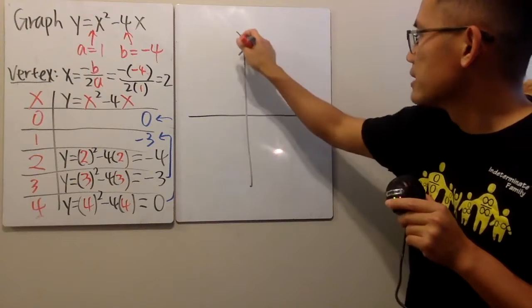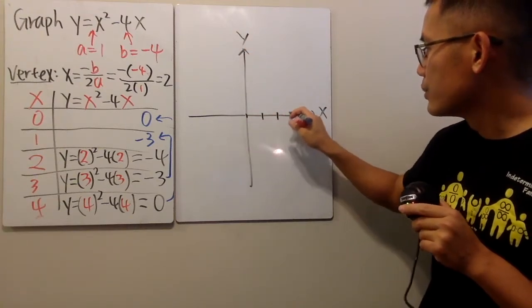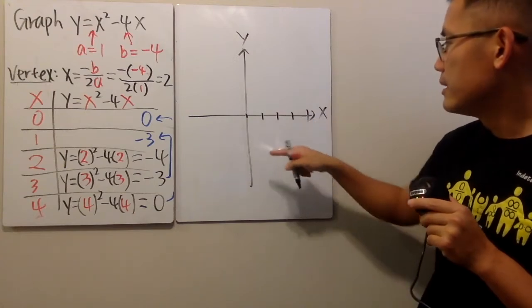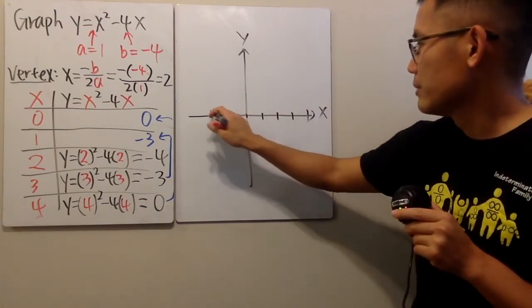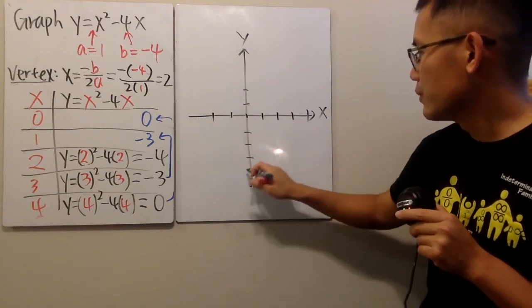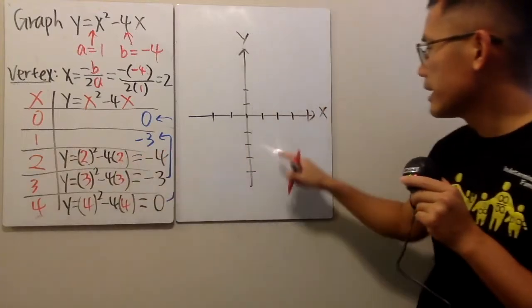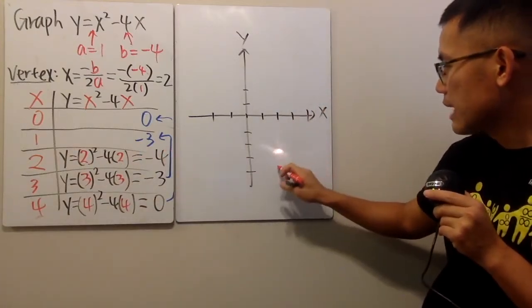Here's the x-axis, here's the y-axis. We have to do 0, 1, 2, 3, 4. And these are the numbers that we have to use. And let's just make some little lines right here, because why not? 1, 2, 3, 4. Okay, this time, vertex 2, negative 4. 2, negative 4 is down here, right here.